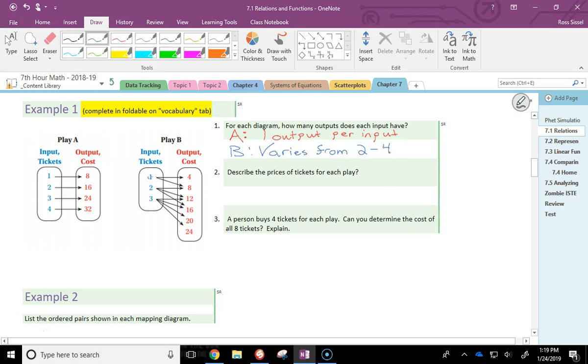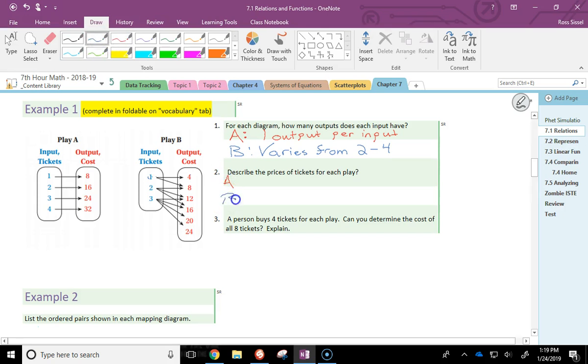There's a big reason we're wanting to notice this. So the big thing we're noticing here is play A, every input only matched to one output. On play B, every input had more than one: 2, 3, or 4. On number 2, describe the prices of tickets for each play.